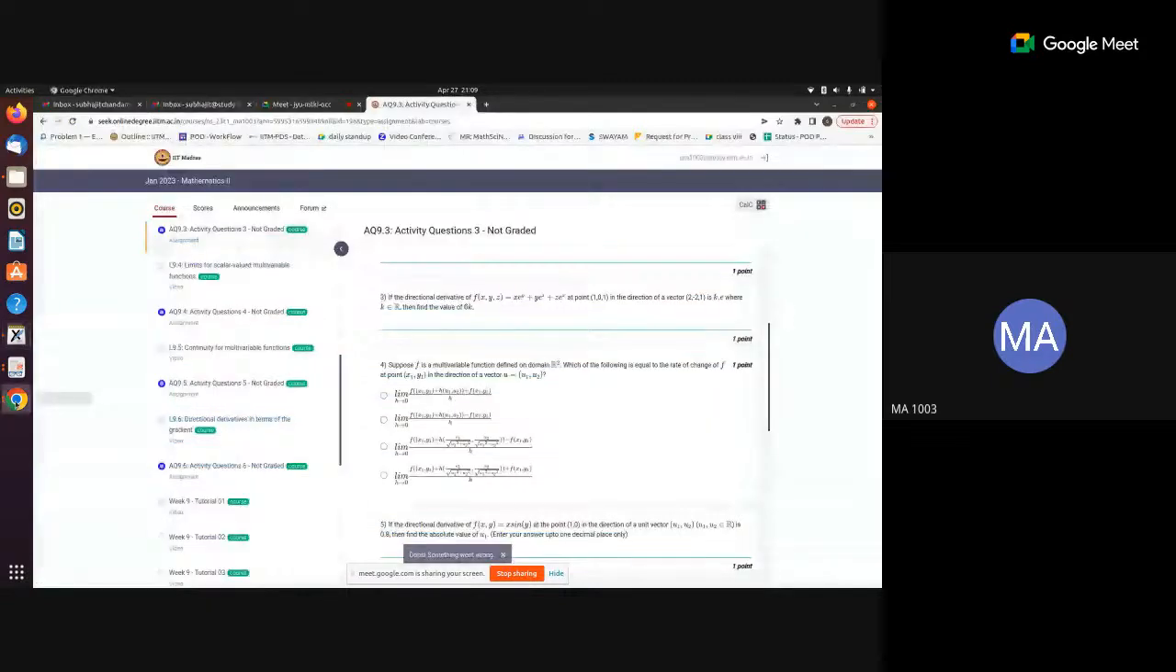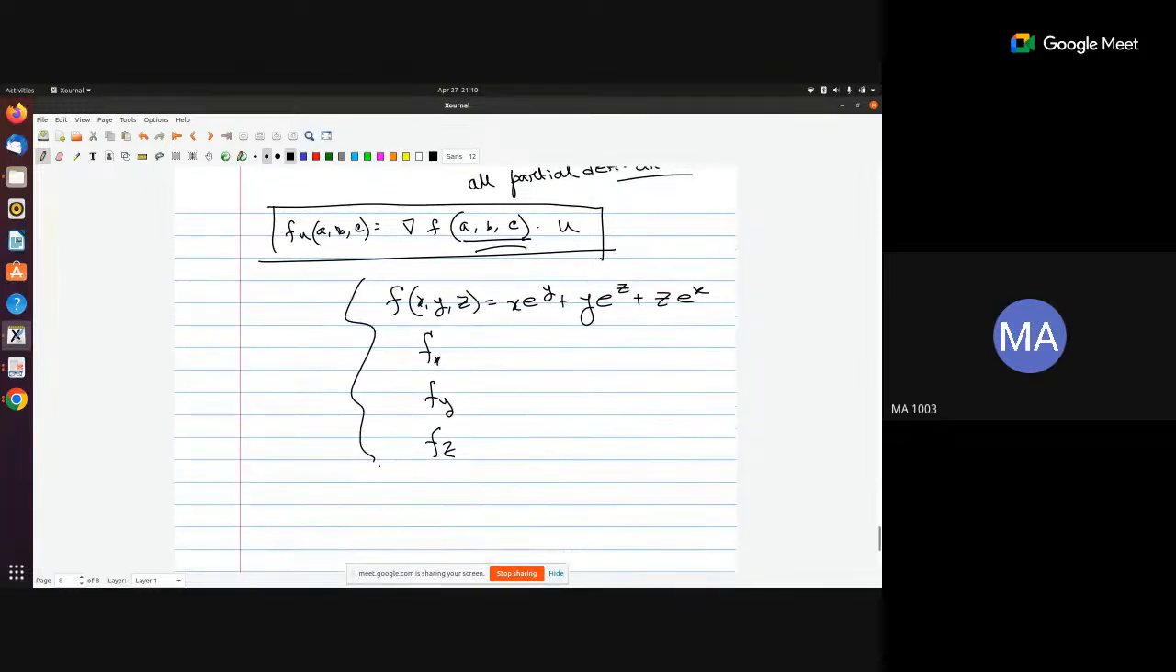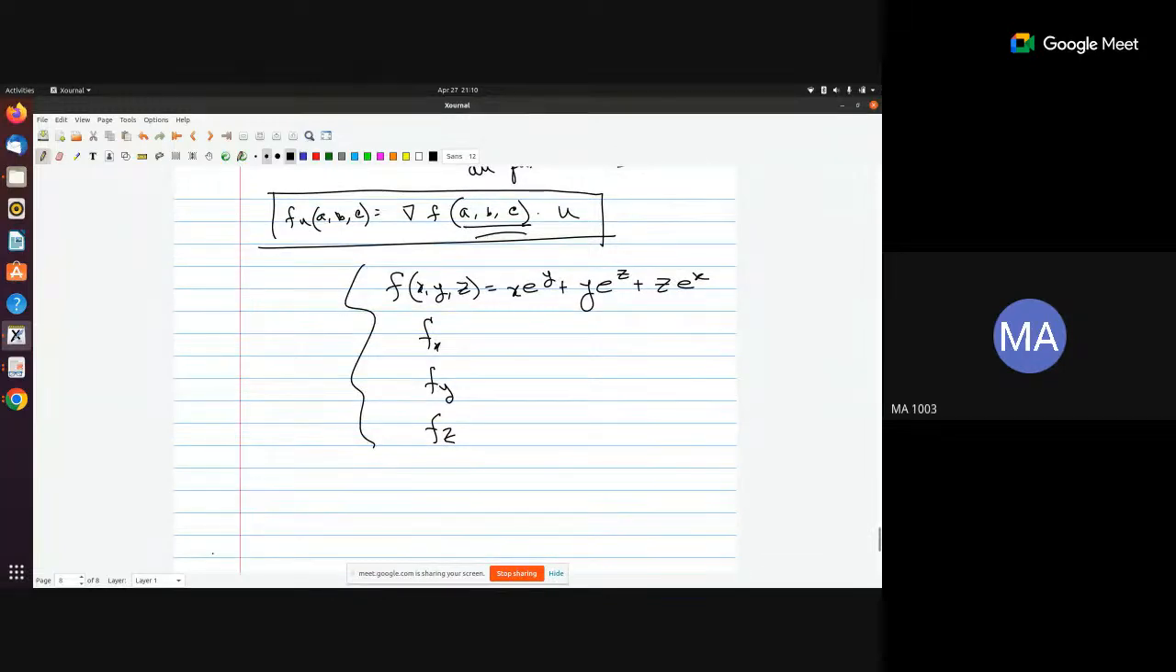So here your function is given like what? Can you read it out? x e^y e^z, z e^x. So you can calculate f_x, f_y, f_z. Put the points, calculate the unit vector, do the dot product, and you will get your answer. So this is the process. Now you check your calculation. Is the process clear at least? Yes, sir. Okay, good.